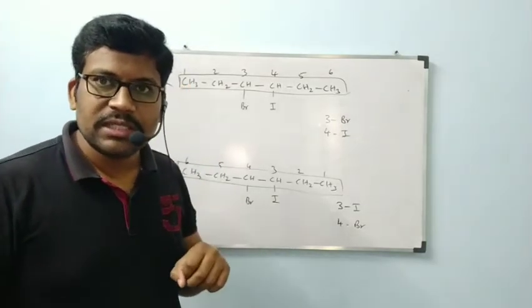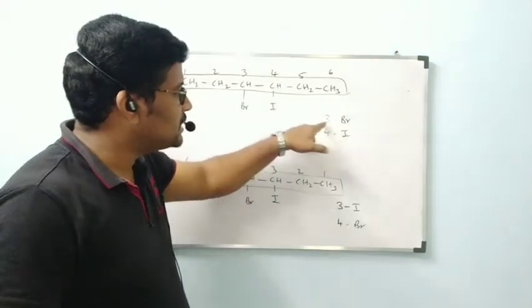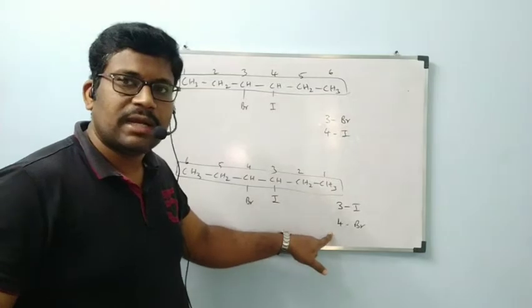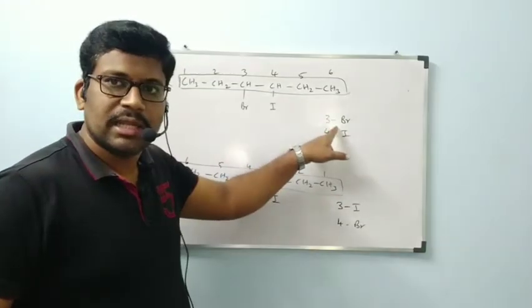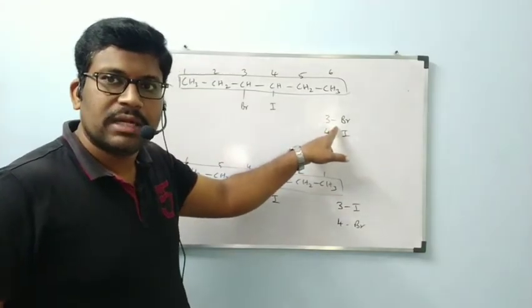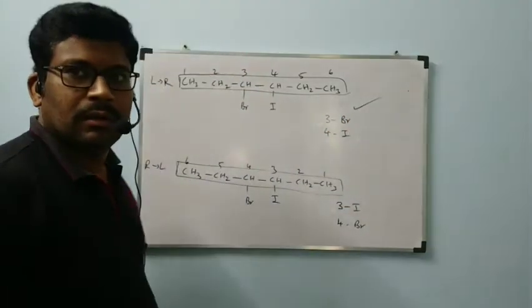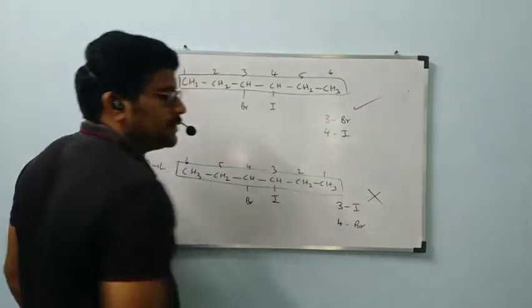Which numbering? Bromine is getting the least number. See, here bromine is getting 3, here bromine is getting 4. So left to right numbering gives bromine 3, that is the least number. That numbering we have to follow. This is correct. This is wrong.